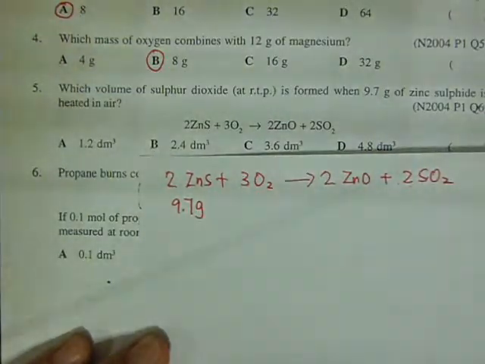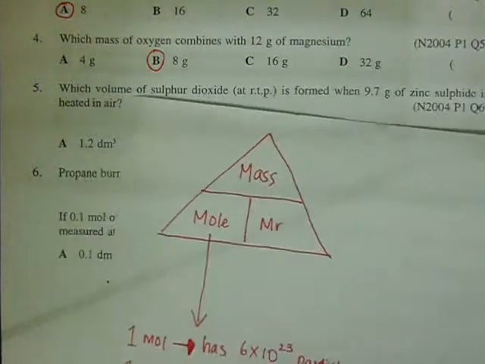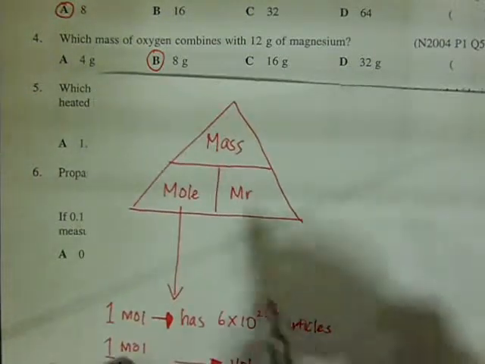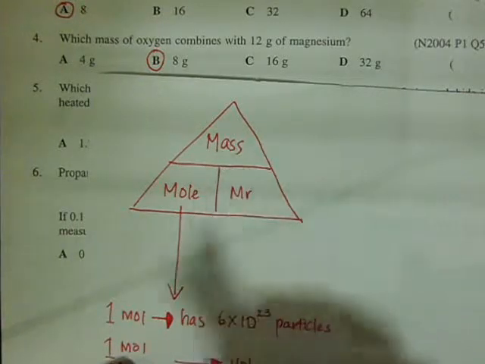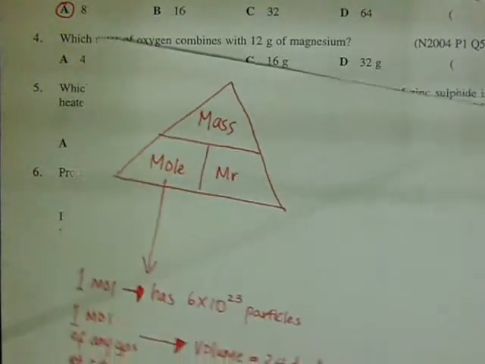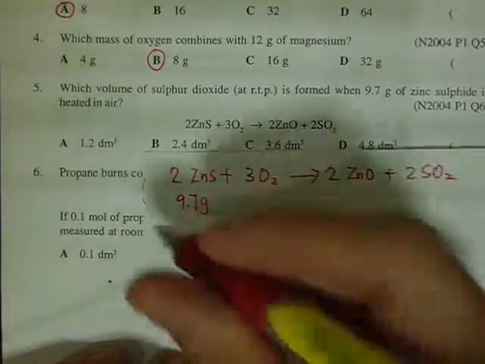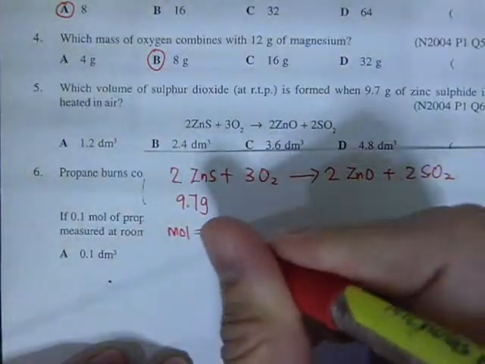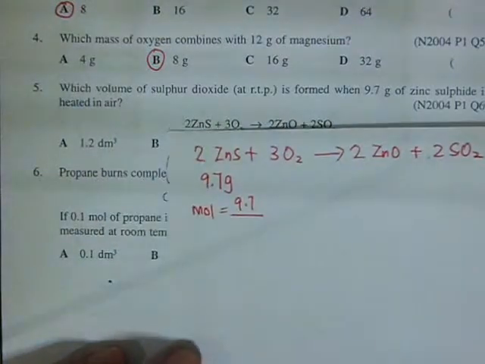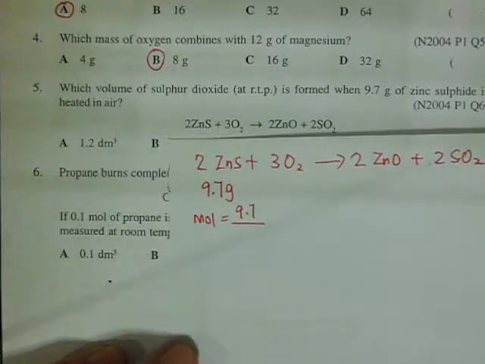So how do you convert mass to mole? According to the formula triangle, in order to find the number of mole, mass divided by Mr. So in order to find out the number of mole, you have to take the mass, which is given to you, 9.7 gram, divided by the Mr.